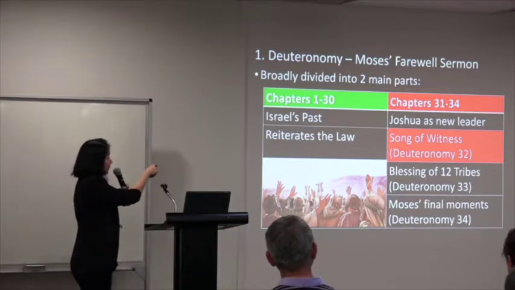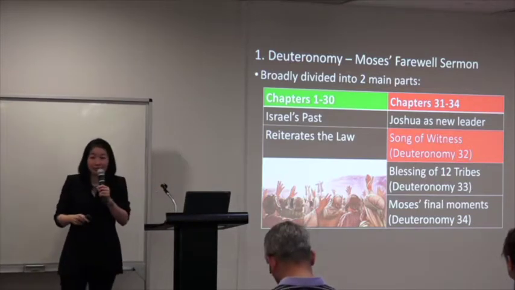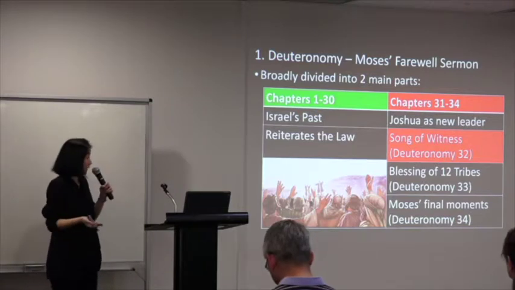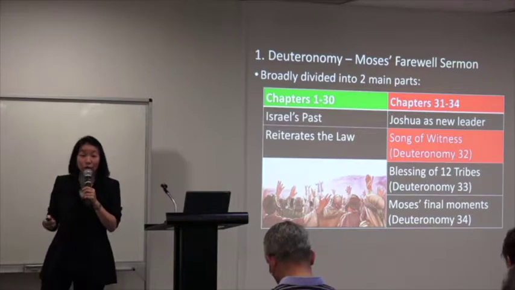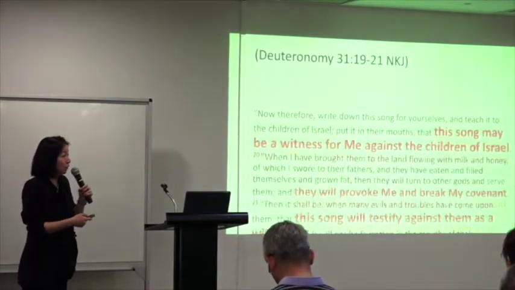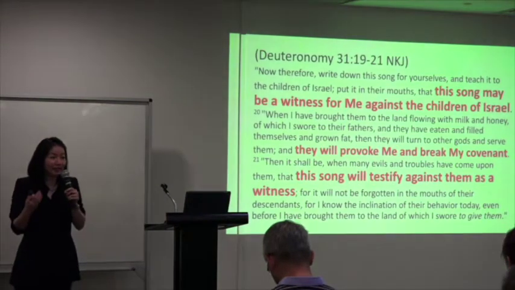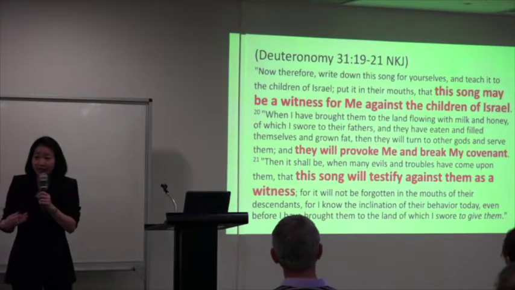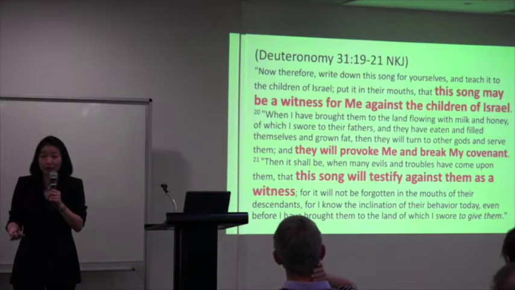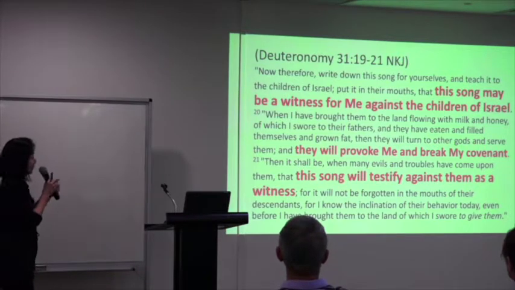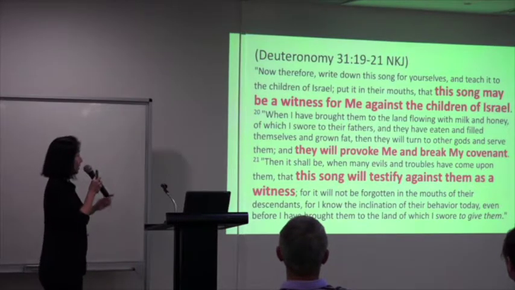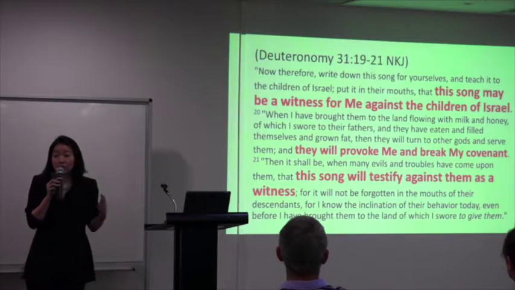In chapters 31 to 34, you have Joshua installed as the new leader, the Song of Witness, the blessing of the 12 tribes, and Moses' final moments. So let's take a look at why. What did God say to you and I and to the Jews about this Deuteronomy 32? If you read just the portions from 31:19 to 21, this is what God instructed Moses.